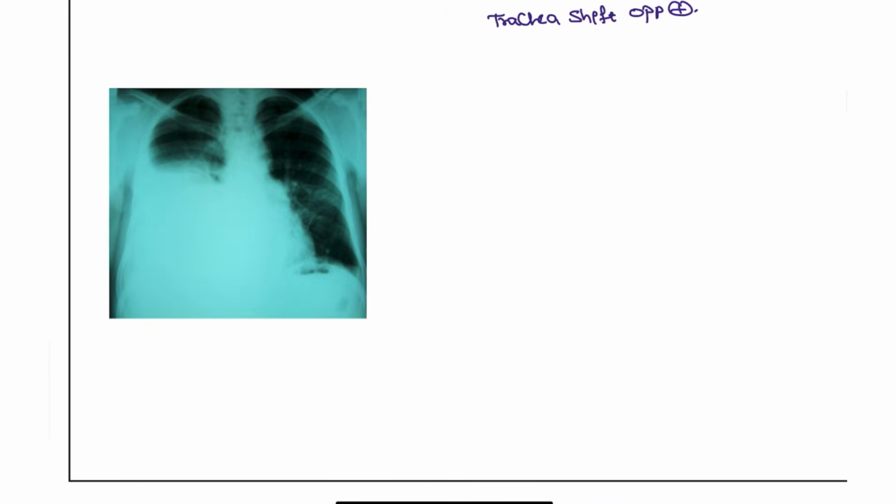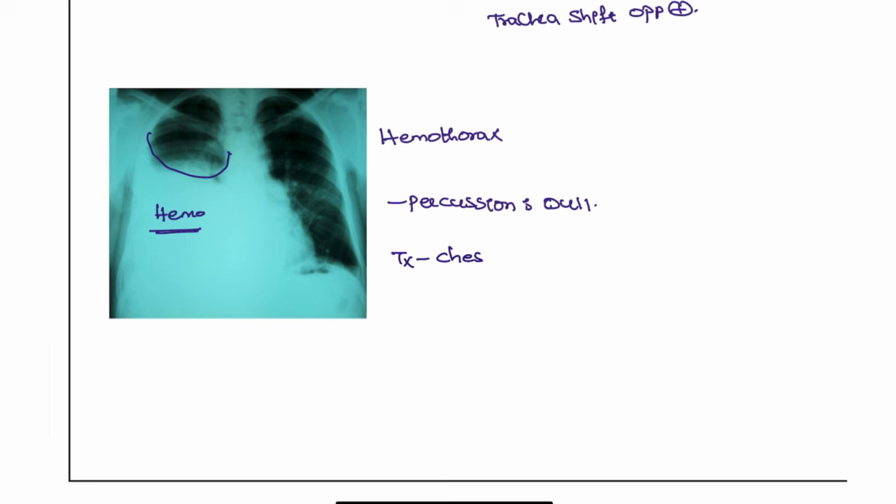Next, coming to this picture, this is the hemothorax. The patient with a hemothorax is going to show this U shape of the thorax, and on percussion the symptoms are similar, but the percussion note will be dull because of fluid accumulation here. Treatment is chest tube insertion for this patient.